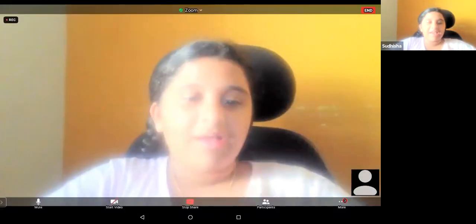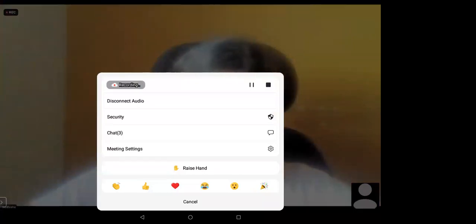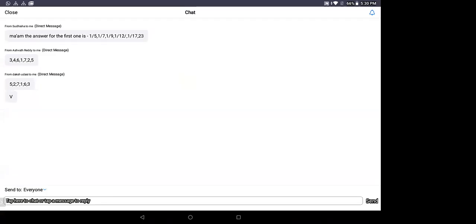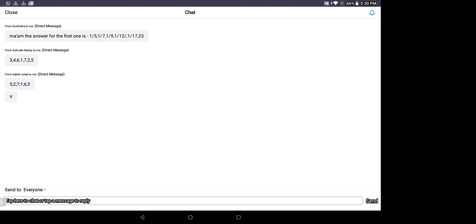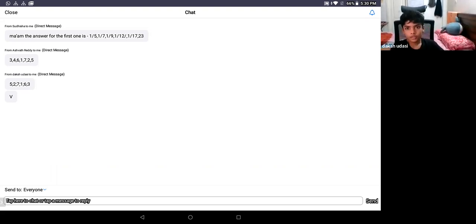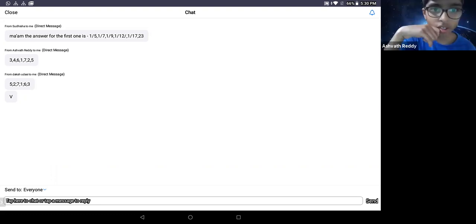Ma'am, can you check my answer? Very good. I can see, Sudisha, you are giving ascending meaning small to big, but you are giving descending order. Sudisha, which denominator is greater? They are unit fractions. Sudisha gave 1 by 5, 1 by 7, 1 by 9, 1 by 12, 1 by 17, 1 by 23, then 1 by 50.